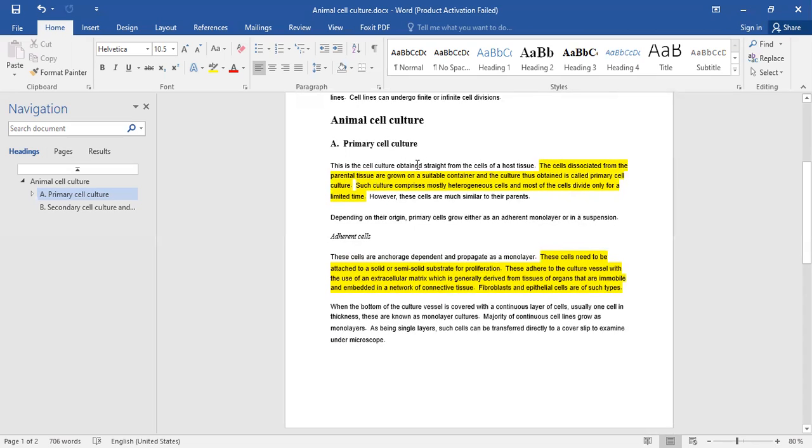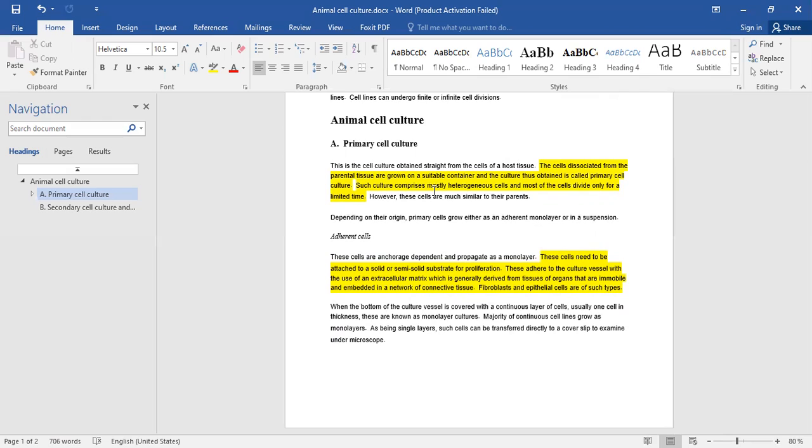The cells which are dissociated from the parental tissue, and when they are grown in a suitable medium, are known as the primary culture. It means the first cells which are grown in the artificial media are known as the primary cell culture. These cultures are comprised of different types of cells, and they are dividing cells. They will divide only for a limited time. They will not divide for a longer time.